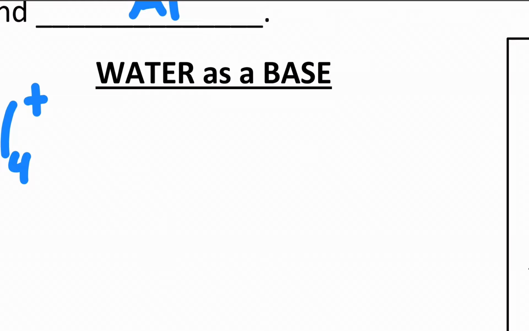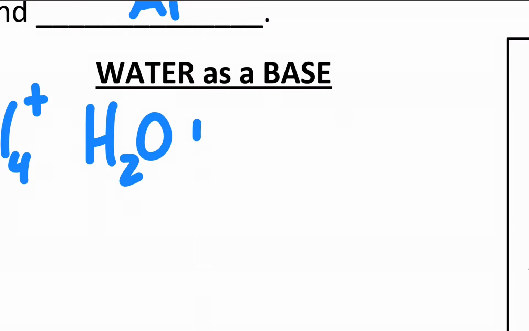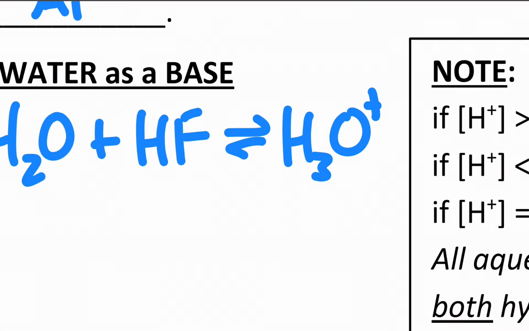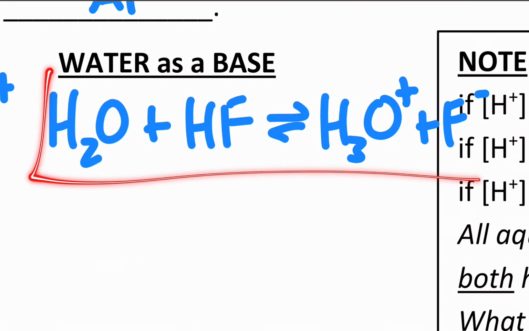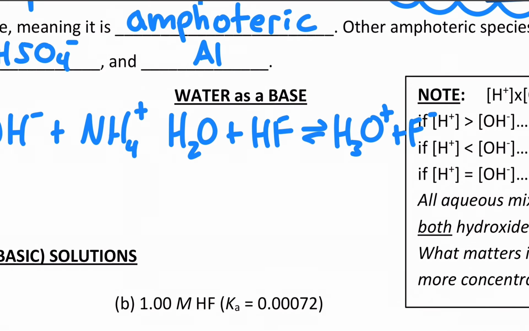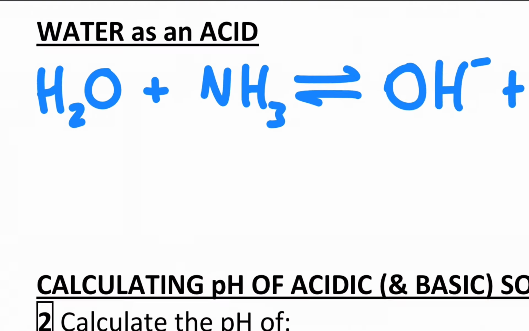Acting as a base, that means water would react with something that's an acid. So let's say I have water reacting with HF. Reversibly, that would form H plus, or actually hydronium, and then fluoride. And this, likewise, is really just the Ka expression for HF. It's what this looks like when it dissociates into a hydrogen ion and its conjugate base. Water can even be amphoteric with itself.